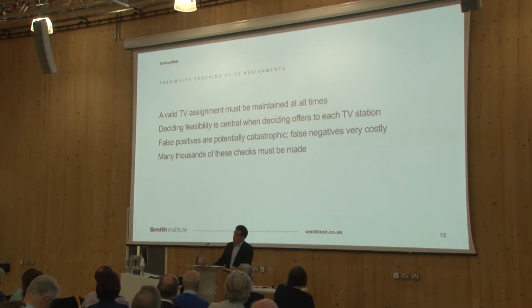False negatives, they're not catastrophic, but they can be very expensive. They can cost you $100 million if you get one of those wrong. It's also an NP hard problem, and you've got to solve it thousands of times. So there were some challenges there, and some new techniques were developed, effectively machine learning techniques, to learn the complexity landscape of that interference problem.